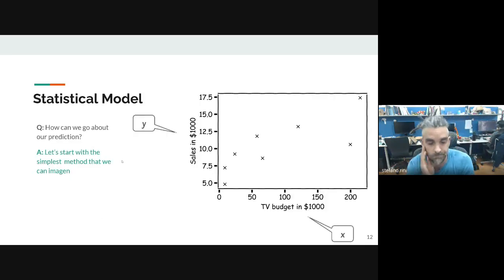Now, how can we do the prediction? There are many ways in which we could go about this. Let's start with the simplest one that we can imagine, the one that doesn't explicitly fix the function f that we are looking at. We're going to try to produce a prediction with the least amount of assumption on the function that we want to pick in the class of all functions.